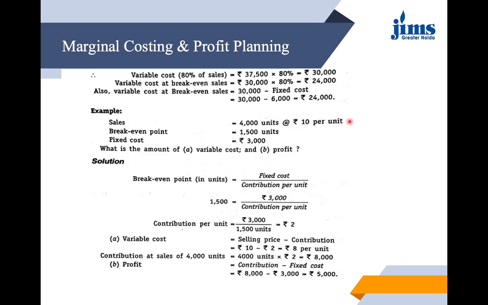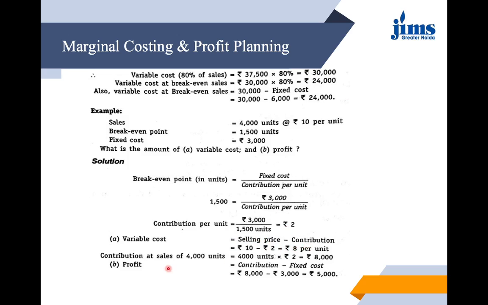Let us see more examples. Sales, suppose 4,000 units at the rate rupees 10. Break-even point 1,500, fixed cost 3,000. So we need to find out the variable cost and the profit. First of all, let us see the variable cost. For that, let us consider this formula, break-even point in units equals fixed cost upon the contribution per unit. From here, we can put the values and find out the contribution per unit as rupees 2. From here, simply we can calculate the variable cost, selling price minus the contribution, that is rupees 8 per unit.